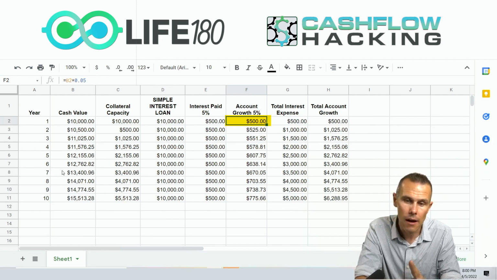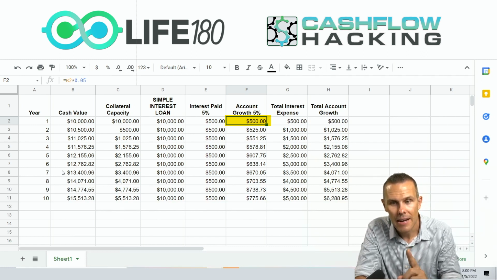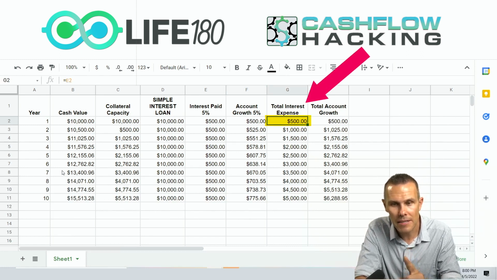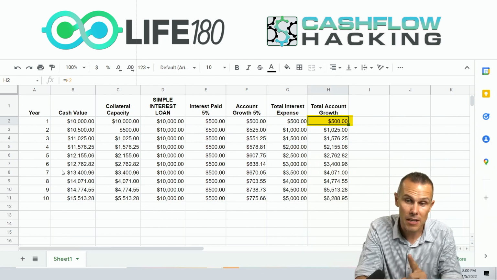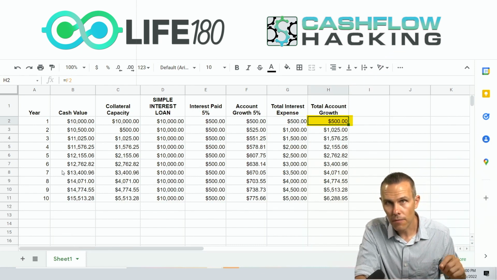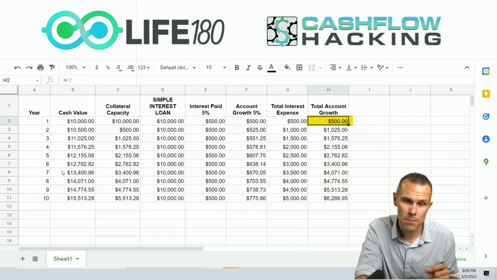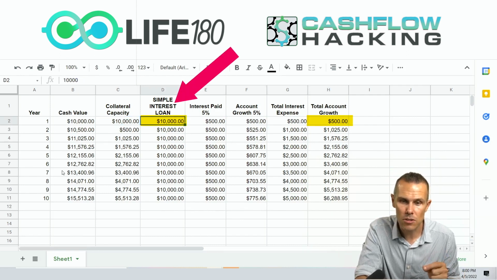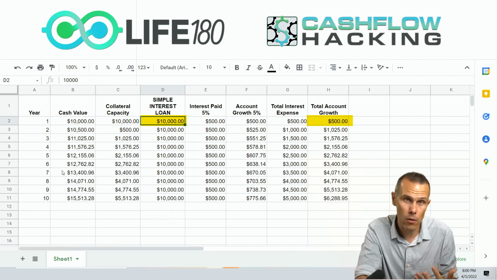And here's where you're going to learn, because this is really a big part of the power of utilizing whole life insurance as an asset. Now what do we have? We have a total interest expense in column G here of $500 and a total account growth of $500. So we cut a check for $500 and we pick up an interest expense for this simple interest loan. This is where people who don't like whole life insurance go, well, why am I going to pay to borrow my own money? Once again, you're not borrowing your own money, you're borrowing against your money.